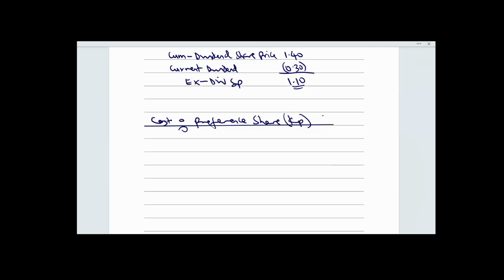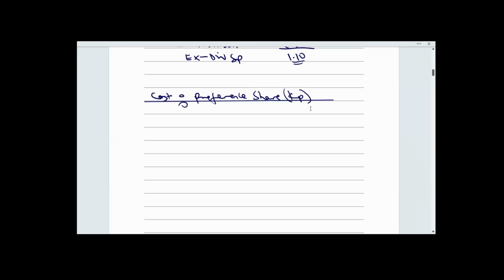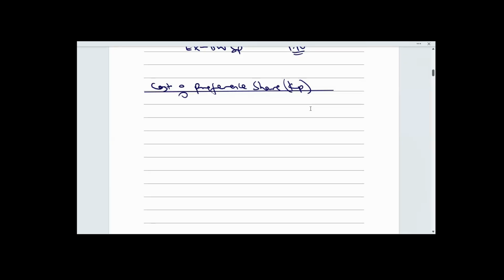You can't. That's not the kind of thing that will be tested in your exam. So it's purely theoretical. Now, where you are going to have calculation will be redeemable and then irredeemable. So let's talk about cost of redeemable preference share and the irredeemable preference share. First things first, you need to know what is redeemable preference share, what is irredeemable preference share.